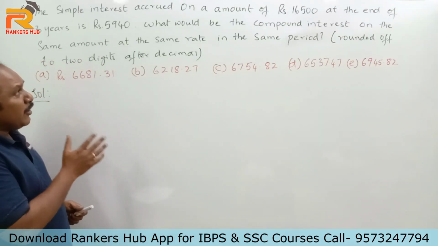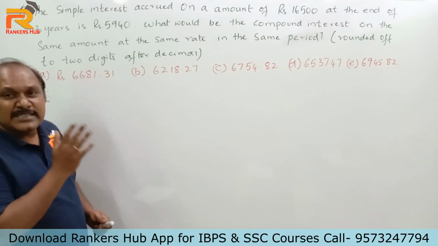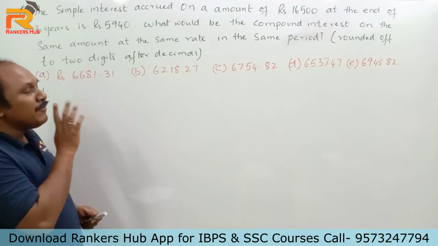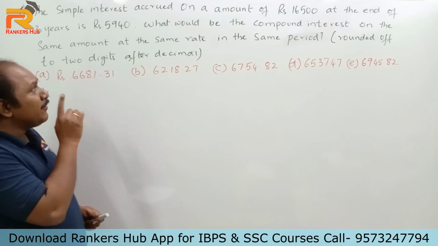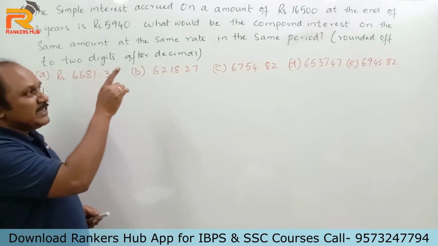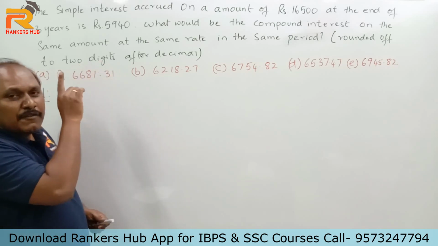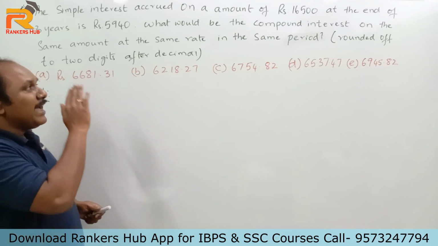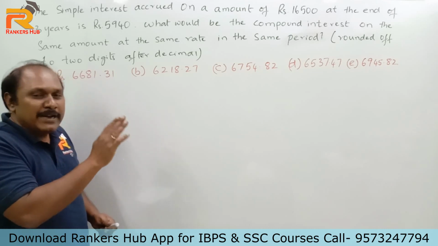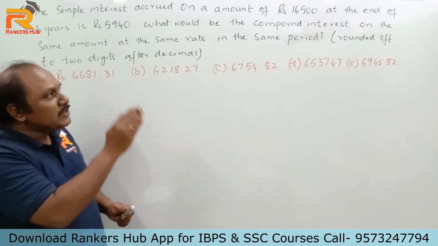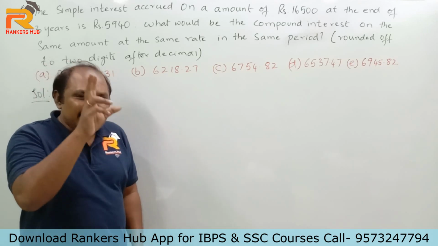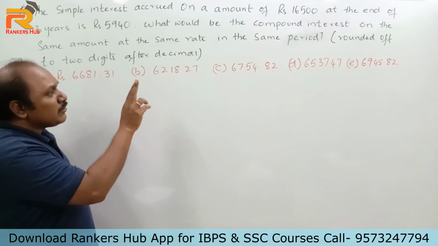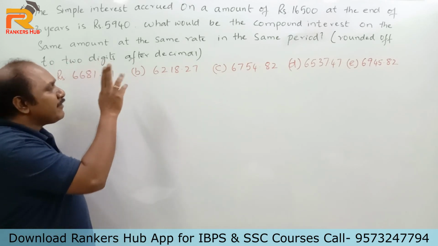The simple interest accrued on an amount of rupees 16,500 at the end of 3 years is rupees 5,940. So this 5,940 is the interest earned on 16,500 on the basis of simple interest for 3 years. What would be the compound interest on the same amount at the same rate in the same period? That is, we need to find out the compound interest on the same 16,500 at the same rate of interest and for the same time period, that is for 3 years. Now he is also asking us to round it off to 2 digits after decimal.